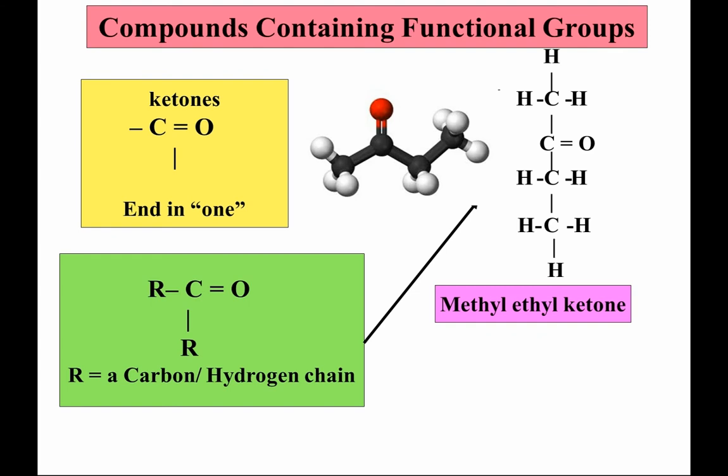This could be referred to as methyl ethyl ketone. Why? Well, a methyl group and an ethyl group are connected by the C double bond O oxygen group. Butanone is the more systematic name. Why? Well, we have 1, 2, 3, 4 carbons. There's the but, and one indicates, of course, that it is a ketone.